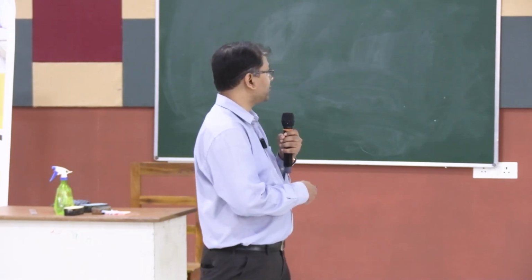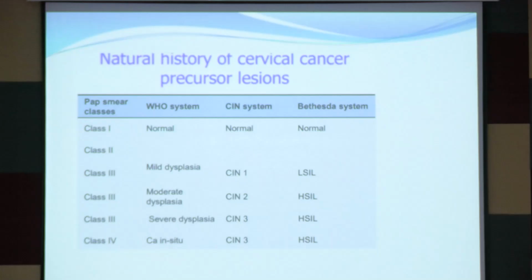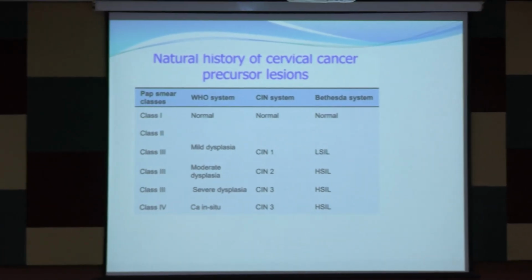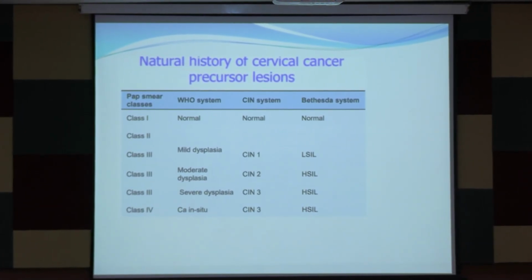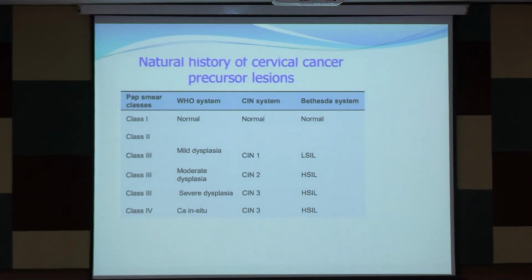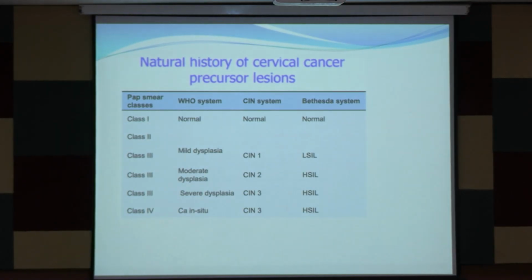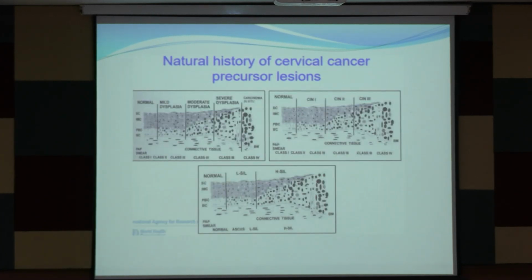For Pap smears there can be 5 classifications according to the Pap smear system. WHO has come with normal, mild, moderate and severe dysplasia. Bethesda system is what you need to remember. When we take a Pap smear and it comes back as normal, it is mentioned as NILM, negative for intraepithelial lesions or malignancy.